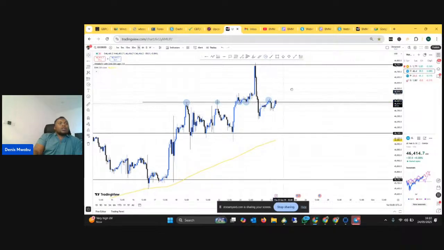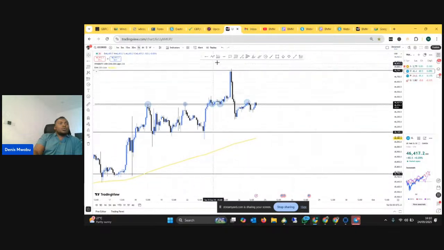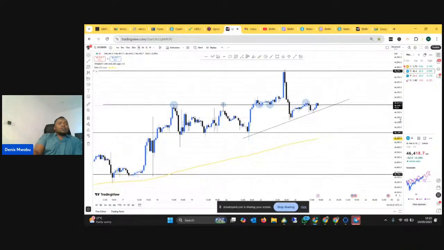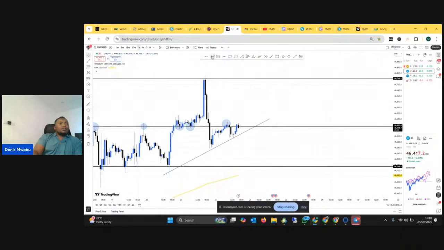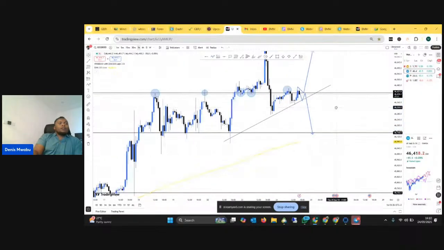So now what can we say price will do, having that as our point of interest or point of concern? We'll either be having two things. It's either price breaks above it and pushes up, or price breaks below it and we push down.